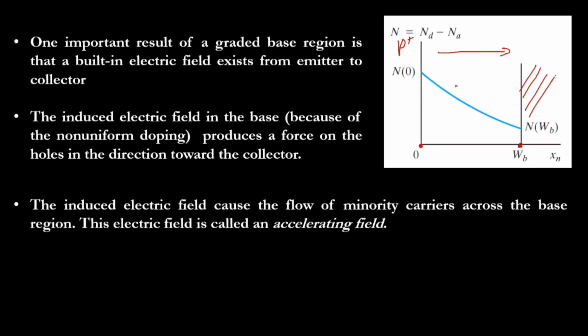This is new information to us. Before, what we learned in the PNP transistor was the electric field existing in the transition region at the emitter junction and at the transition region at the collector. This is what we learned, and now one more piece of information: there will be an inbuilt electric field throughout the base region because of the sharp change in the concentration profile from emitter to base to collector. So that strong inbuilt electric field is there.